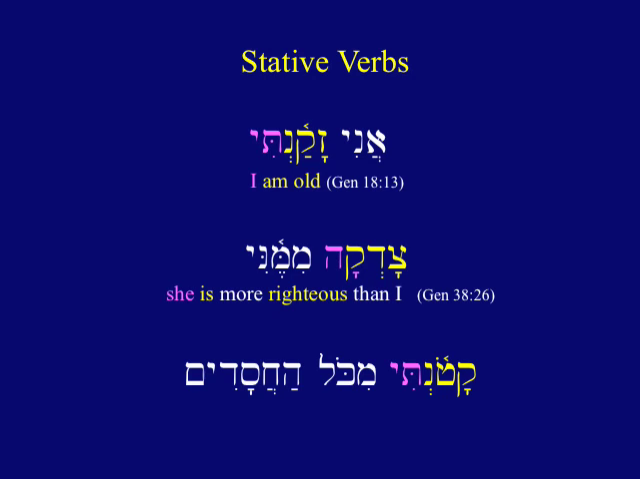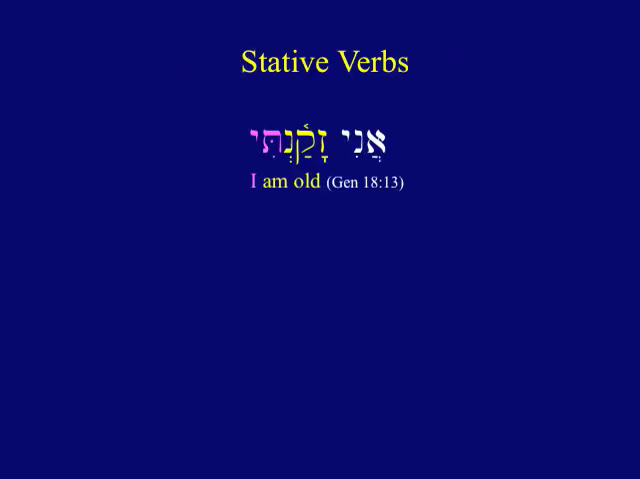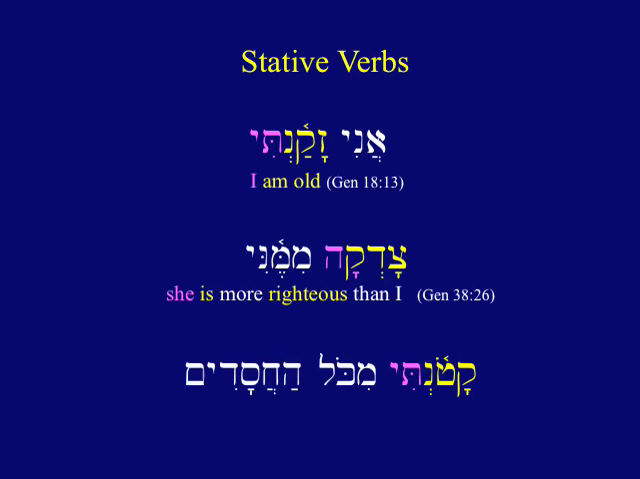Katonti mikol hachasadim, I am small more than all of these steadfast devotions, or acts of steadfast devotion. That is, I am too small for all the acts of steadfast devotion. Note in these latter two examples the comparative use of min, and again in all three examples, stative verbs that use the perfect aspect to indicate a present state of affairs.